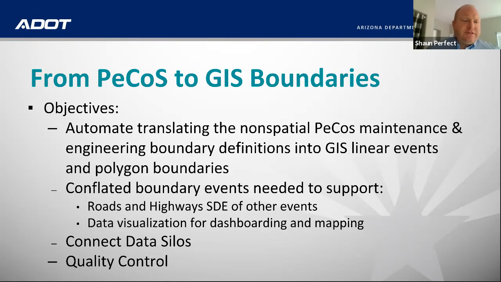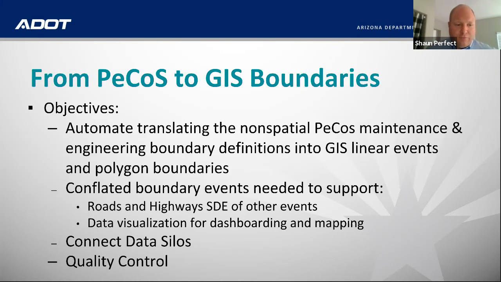So some objectives with this project, we wanted to automate the translation of the non-spatial PeCos maintenance and engineering boundary definitions into a GIS layer, which we definitely support through our roads and highways integration. And within that, we wanted to support some data visualization for dashboarding and mapping, which Sage and John just went through.